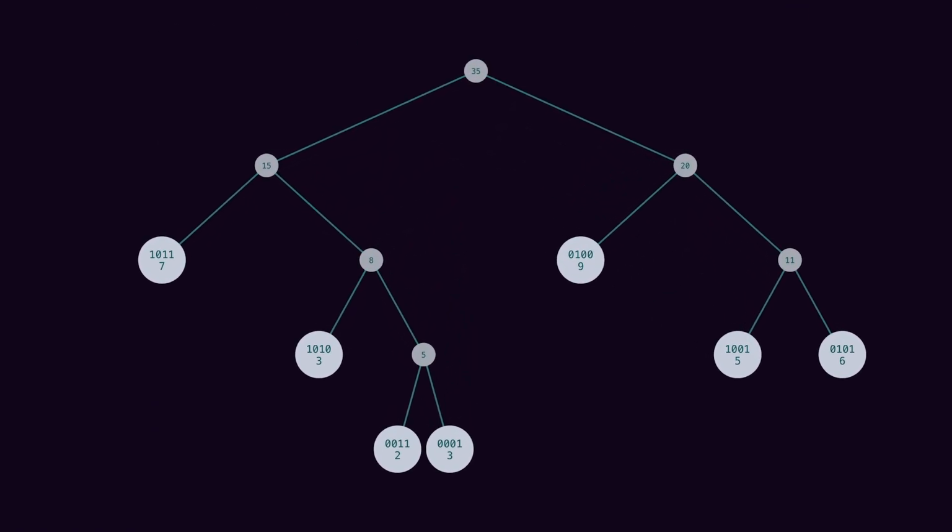The property of no prefixes presents us with an interesting method to visualize code assignments. This figure is called a Huffman tree. The circles in the Huffman tree are called nodes. There are two types of nodes in a Huffman tree: word nodes and combination nodes. Combination nodes have two children, which are connected by edges. Each edge represents one bit of a code assignment.